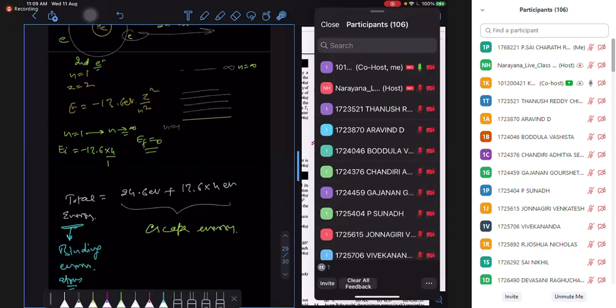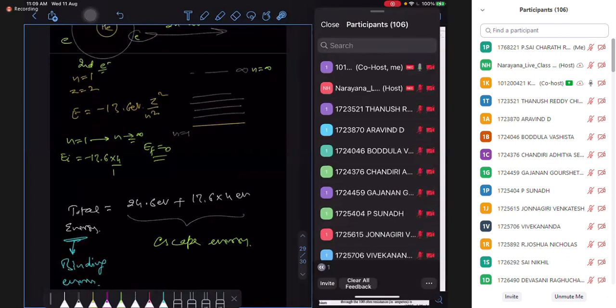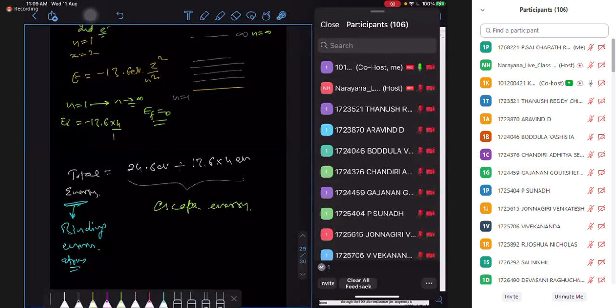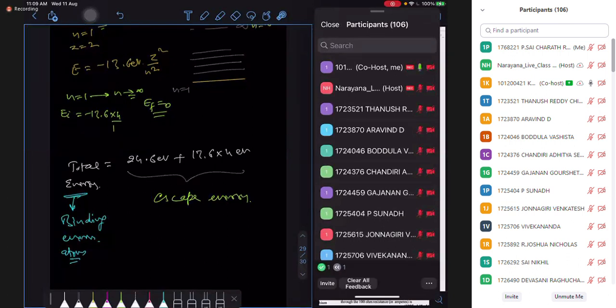Right? I hope you understand the point, yes? So in the same question, they can ask you what is the binding energy of the system. So the answer here is ionization energy plus the energy required to remove the second electron.